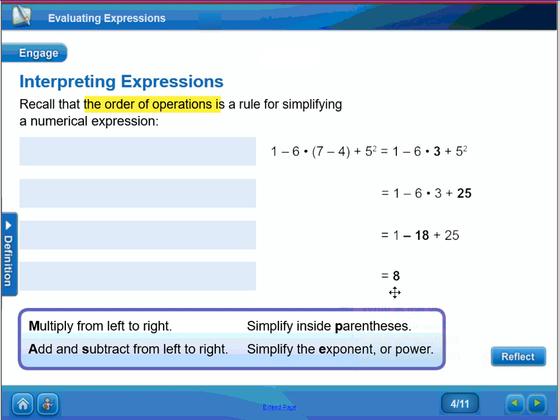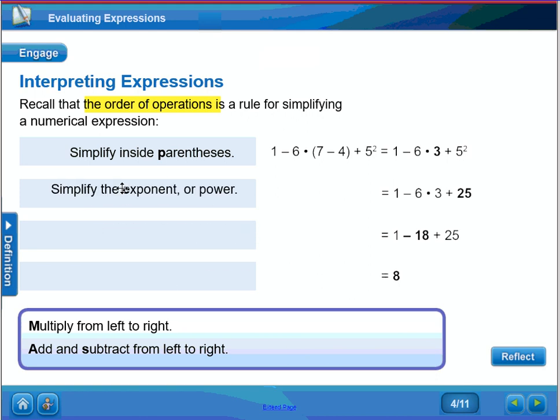All right, so if you recall, while we're interpreting expressions, we need to remember the order of operations. The order of operations we know is PEMDAS. In this case, the first step was that we simplified the parentheses, so 7 minus 4 became 3. The next step was that we solved the exponent or power, so 5 squared became 25.